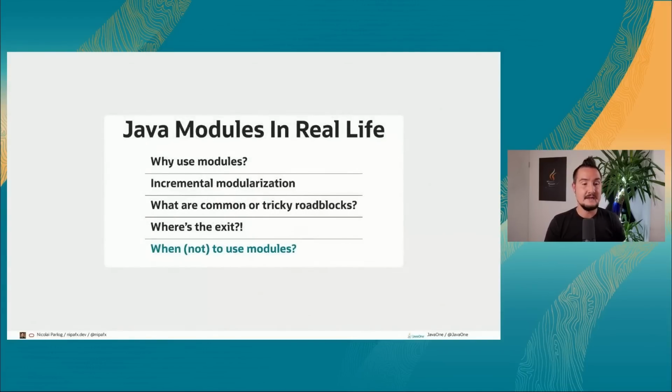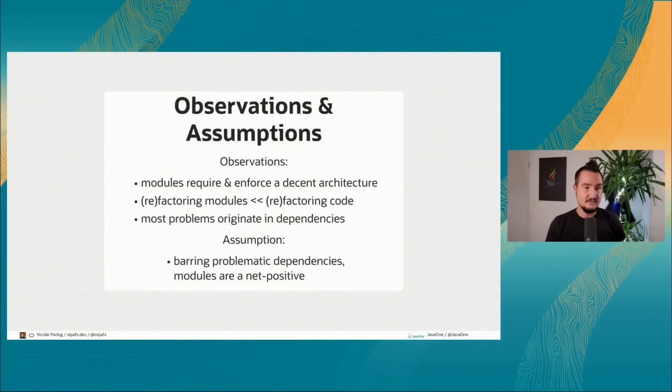Okay, now let's come to when to use and when not to use modules. So first, some observations. Modules do require and enforce a decent architecture. And the work on modules is much, much less work than the work on developing code, right? So presumably you spend hours and hours to create a new feature, even if it's its own jar with its own set of dependencies. In all likelihood, it will take you just a couple of minutes to create the module declaration for that, or to update the module declaration for that. So that amount of work compared to the coding work is much, much less.